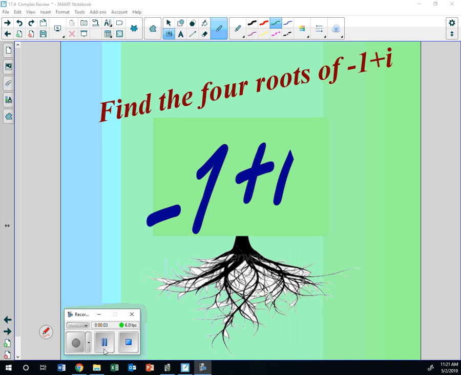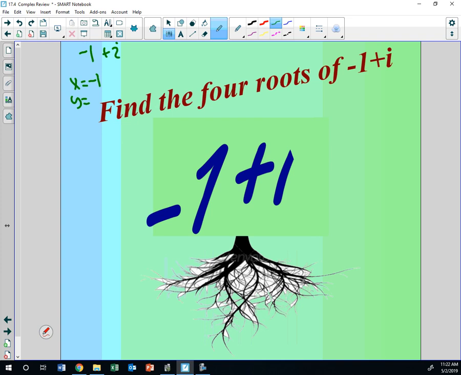We'll do find the 4 roots of -1. You're going to need to start by changing this into the cis form. So x is going to be -1, and y is going to be what? What's the coefficient of i? Just 1, yep. So r is the square root of -1 squared plus 1 squared, which is the square root of 2. And theta is the inverse tangent of y over x.